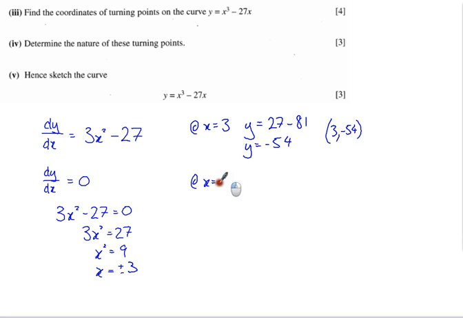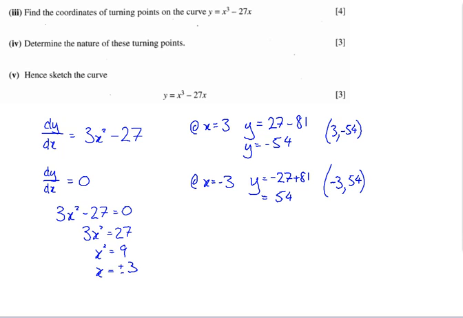At x equals minus 3, let's look at the equation. y is equal to minus 3 cubed, which is minus 27. Minus 27 times minus 3 is plus 81, which is 54. And so we have the coordinate minus 3, 54. Now, from these 2 points, you'd be able to even guess, if you were to plot those on a graph, which is the maximum, which is the minimum.